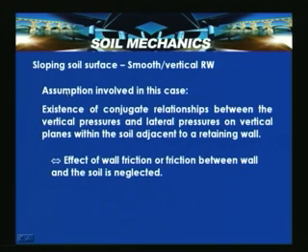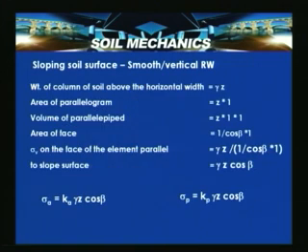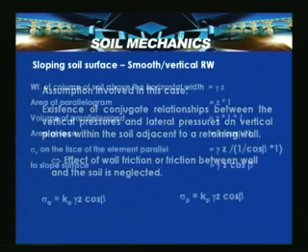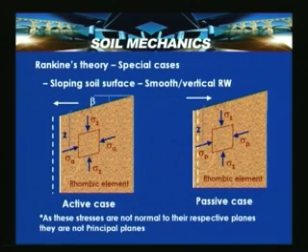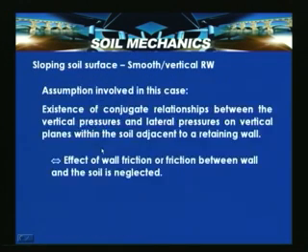So with this assumption, what it means is that the effect of wall friction, or friction between the wall and the soil, is neglected. With this assumption, the Rankine theory is extended to calculate the earth pressures for this case. Now what we need to do is extend this theory to a sloping soil surface with a smooth vertical retaining wall. So consider this particular horizontal length as having a unit length.